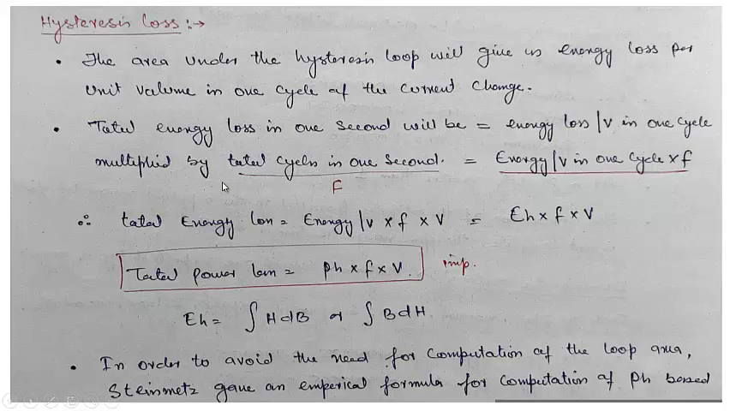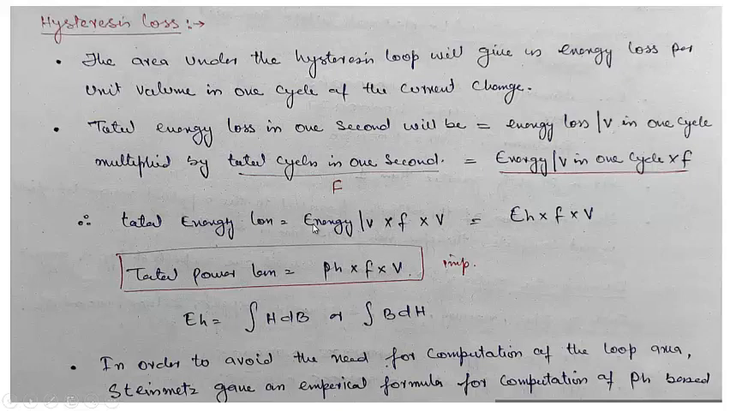So the total cycles in 1 second will actually be the frequency. So energy loss per unit volume will be equal to the energy in 1 cycle multiplied by frequency. This will be the total energy per unit volume. The total energy, when volume is also known, will be equal to energy per unit volume, that is the hysteresis energy, multiplied by frequency multiplied by volume.